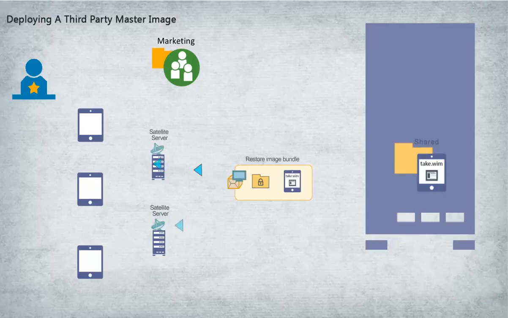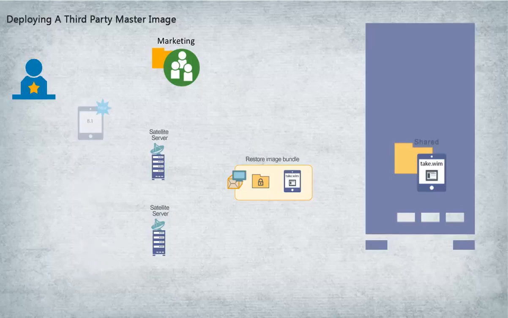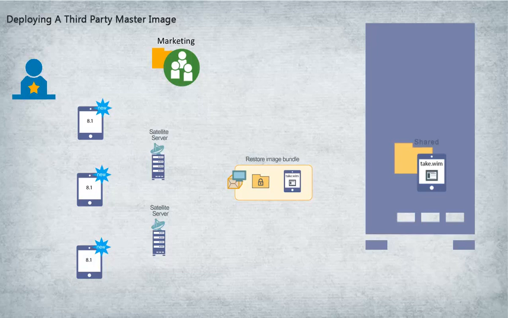David creates a third-party restore bundle and assigns it to the devices through the imaging satellite servers. The bundle contains the shared path and credentials for accessing the third-party image. Next, the third-party master image is restored to the marketing team's new devices from the shared location that is specified in the bundle.